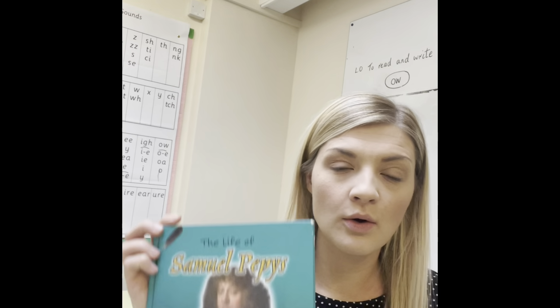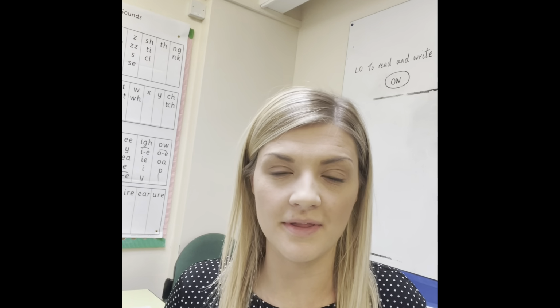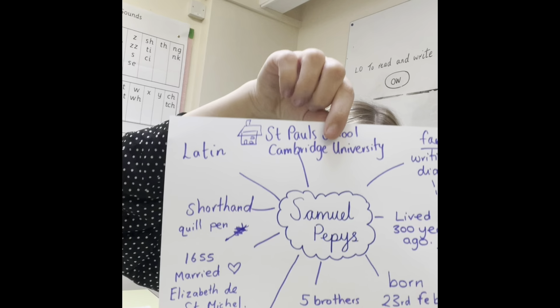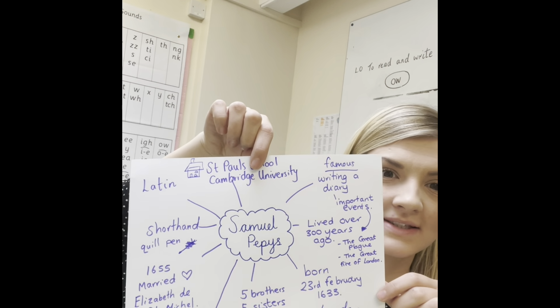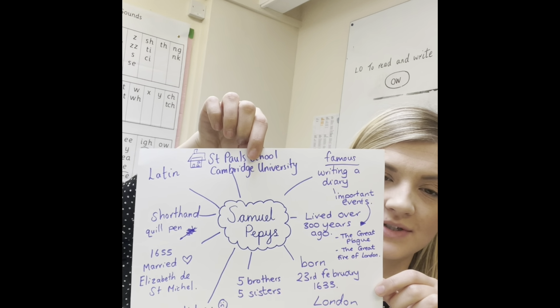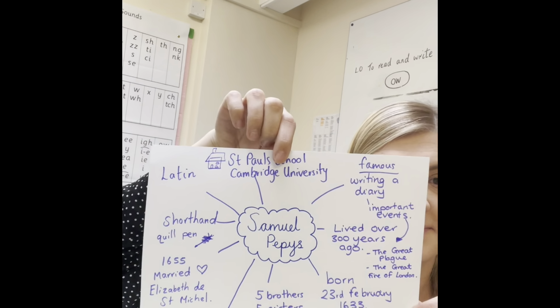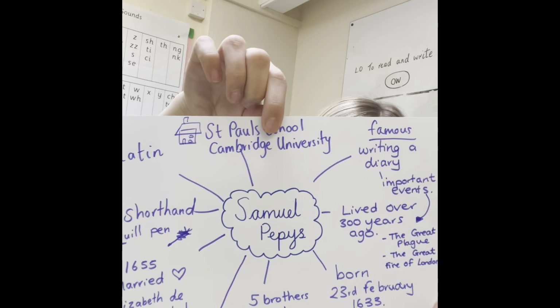Now, yesterday we looked through this book, The Life of Samuel Pepys, or you might have looked through the PowerPoint that Miss Ford put online. Using the book or the PowerPoint, you should have made your own mind map all about Samuel Pepys. We had some fantastic ones sent to us, so well done boys and girls. Today we're going to use our mind map to help us write our Samuel Pepys fact file.